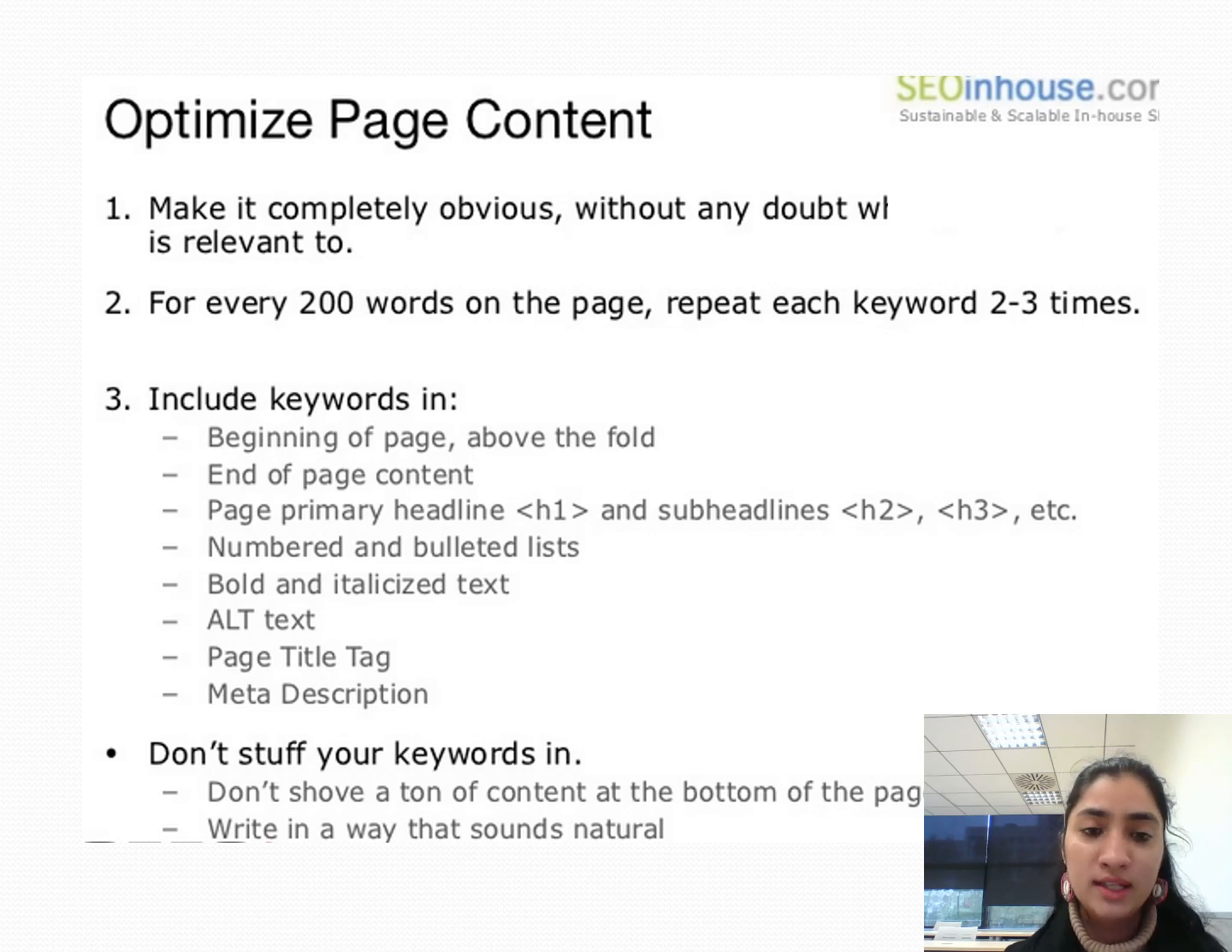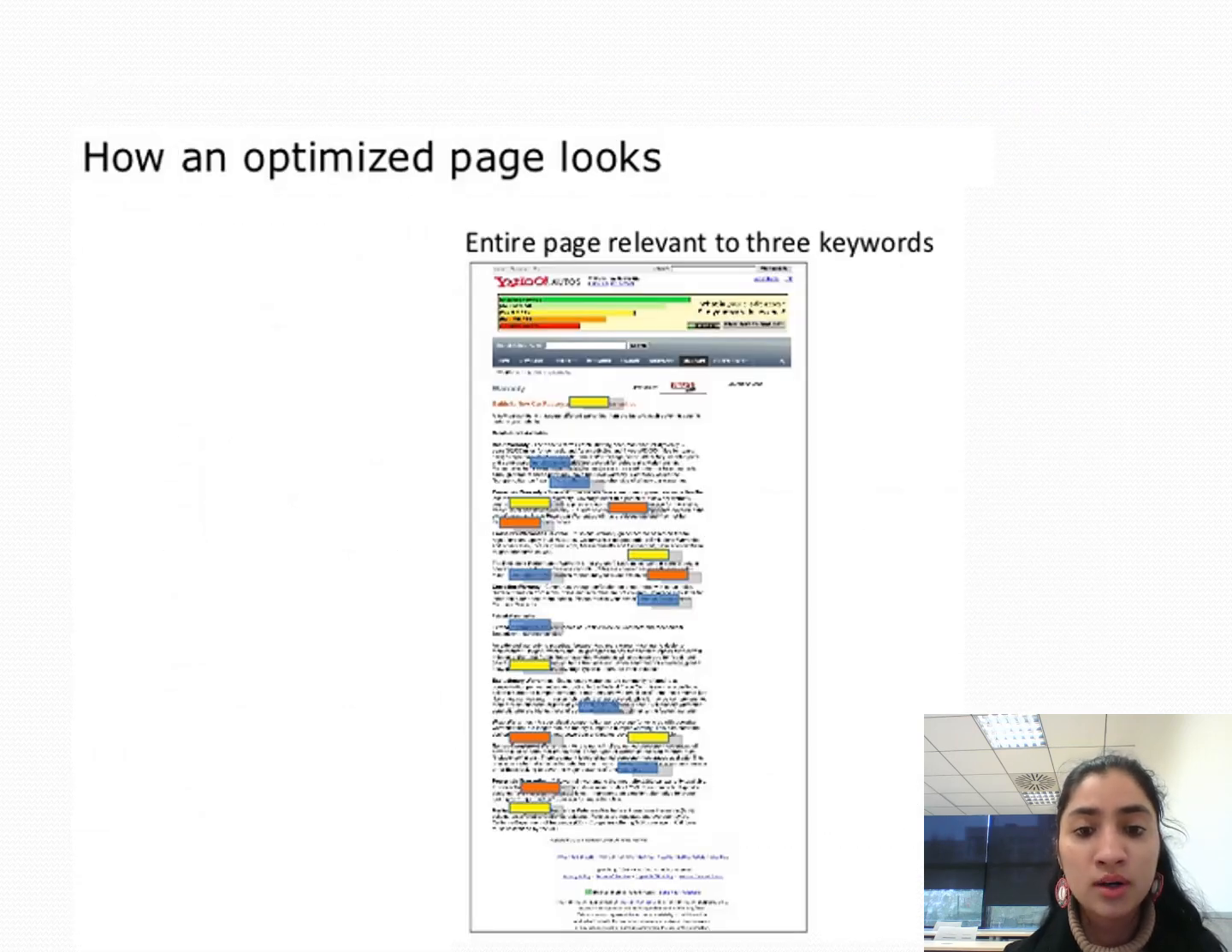The main feature in SEO is to optimize the page content. We always have to optimize the page content, which is very important. Make it completely obvious, without any doubt, that you have optimized the content you are using. That means you must have proper keywords. There must be a start of the page and an end of the page, the headlines and sub headlines, numbers, bulleted lists, and page title tags and their descriptions. Don't stuff too many keywords. It should not be all keywords together. You should only have about 200 words per page.